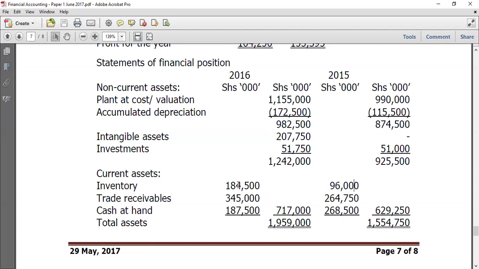Because my inventory increased, it means that I paid more money to my suppliers to get more of this inventory, okay? So that is the key principle. And the same thing also happens with your receivables here.